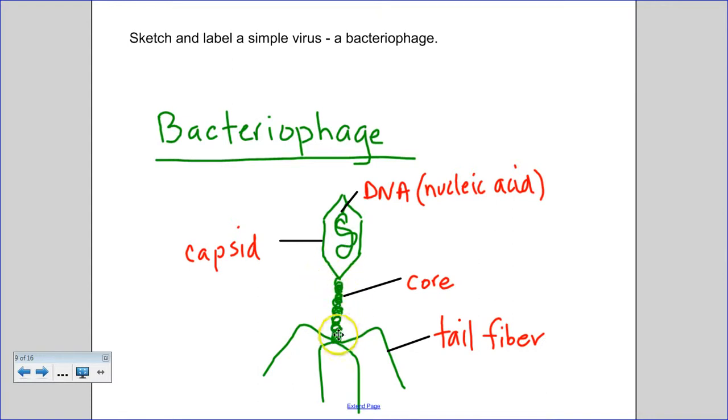This part is the core, and these are the tail fibers. Okay, and the tail fibers are important for attachment. The core kind of holds the other parts together, but it also provides an entry passage for the nucleic acid to pass through. So that's a simple example of a virus, and it's one of the objectives that you have to be able to cover. You should be able to sketch and label, or just label a bacteriophage.